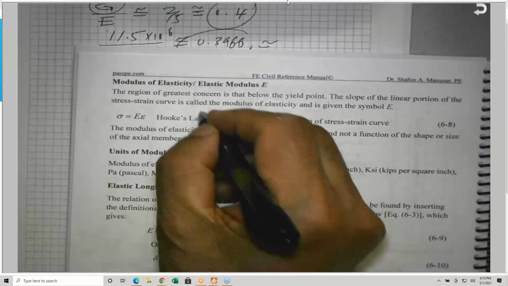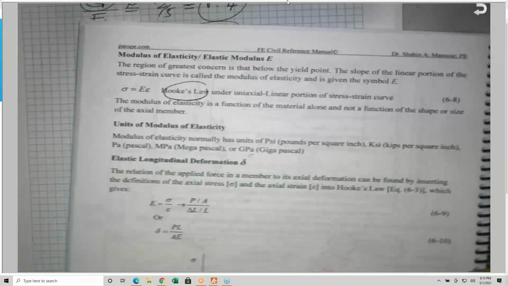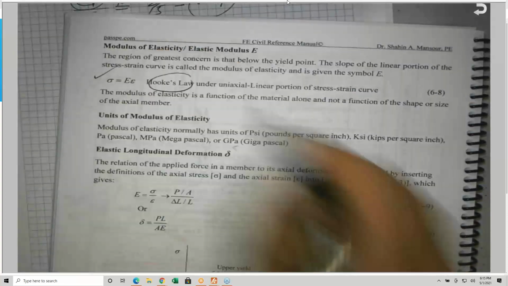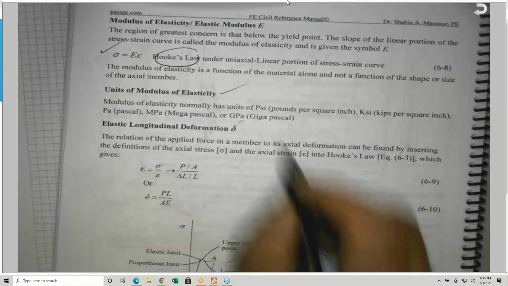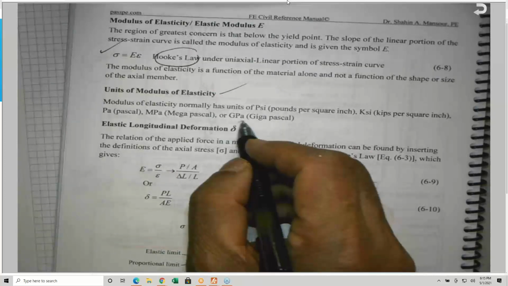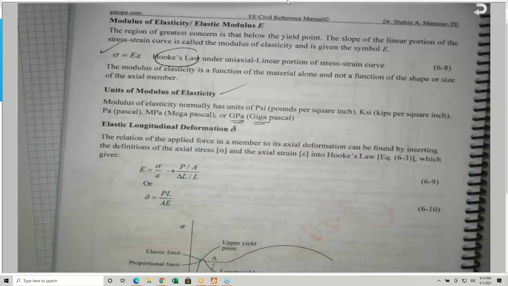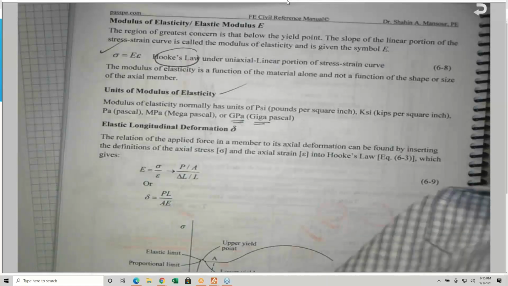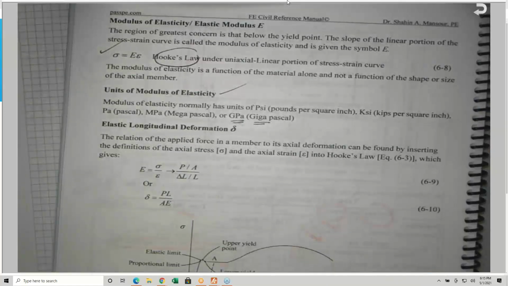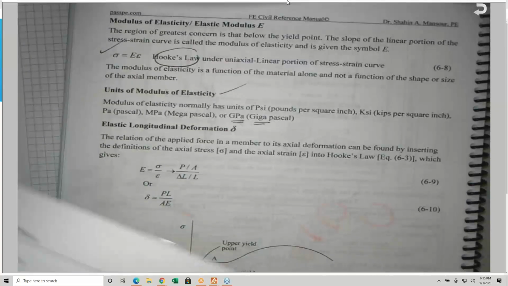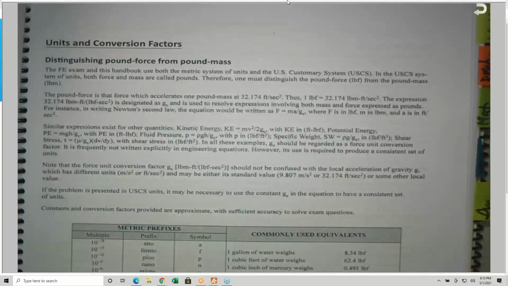If you flip the page, you will find Hooke's law. Do you remember Hooke's law? Here it is: sigma, this is within the linear portion. The modulus of elasticity has units of psi or gigapascal, GPa. Do you remember GPa, gigapascal? At the beginning of the NCEES handbook, by the way, they have all these abbreviations.